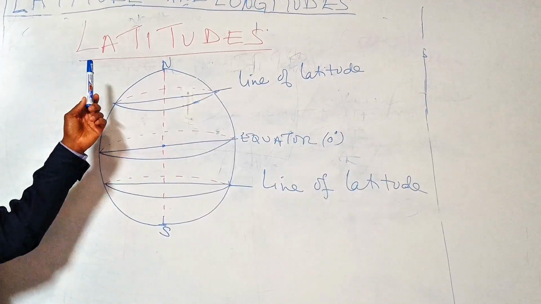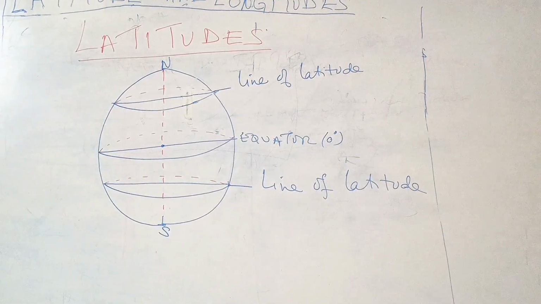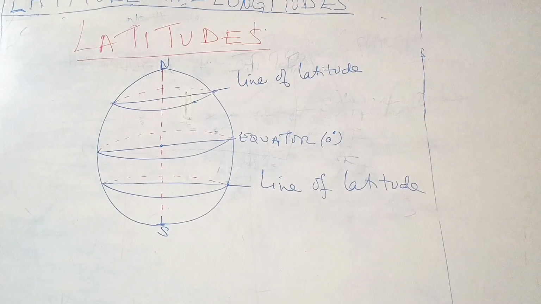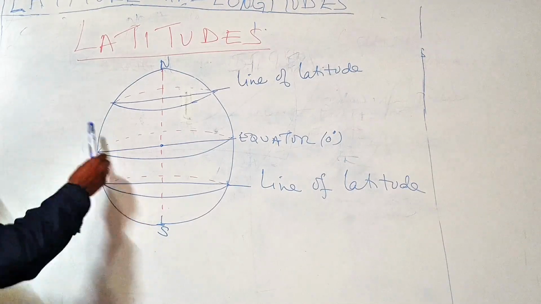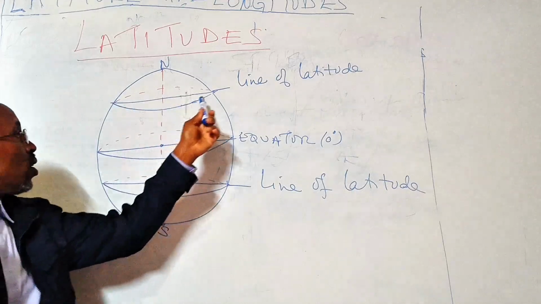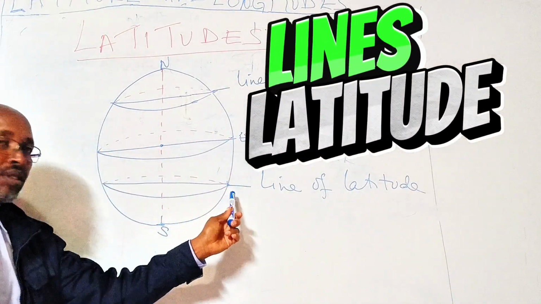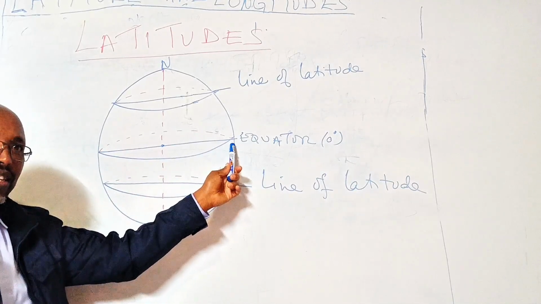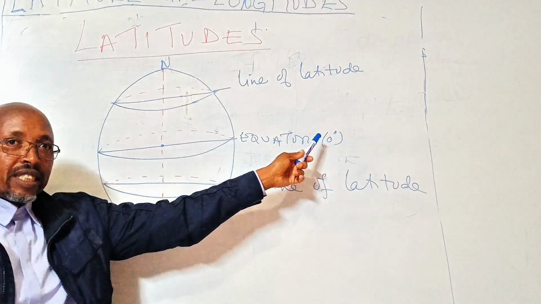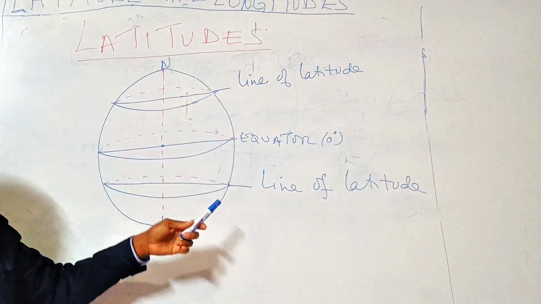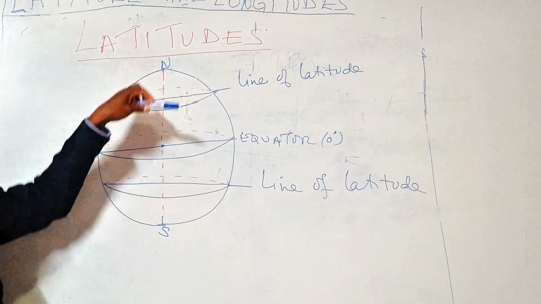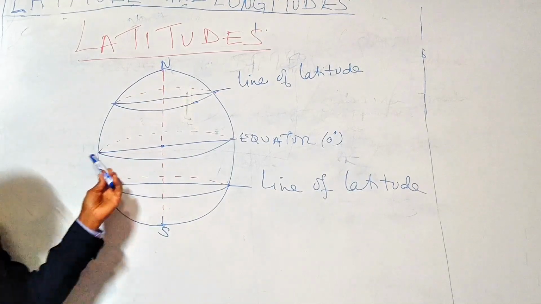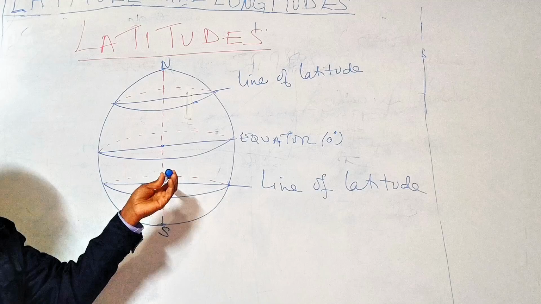Now we are turning on to latitudes. If the Earth is cut by planes perpendicular to the polar axis, the circles formed on its surface are called lines of latitude. And we have the greatest line of latitude, which is the equator, which is given 0 degrees. All the other latitudes are either north or south of the equator. The equator divides the Earth into 2 equal parts.